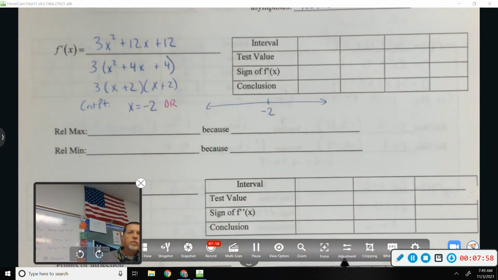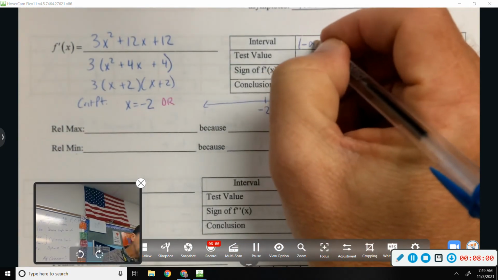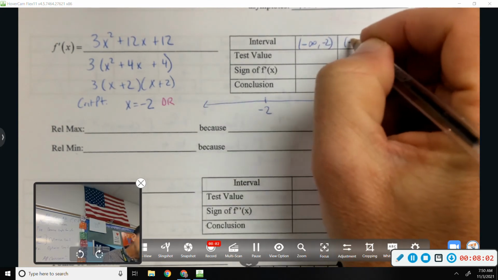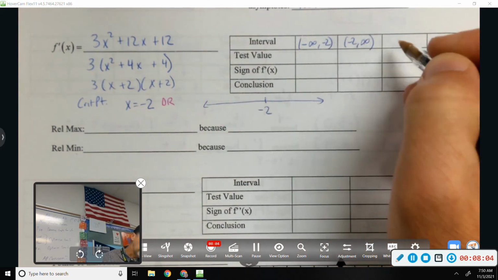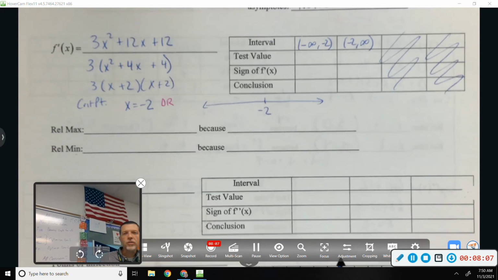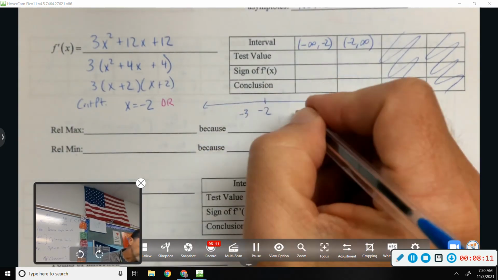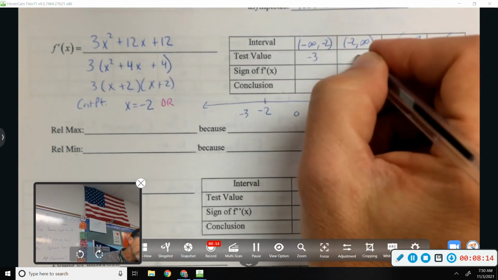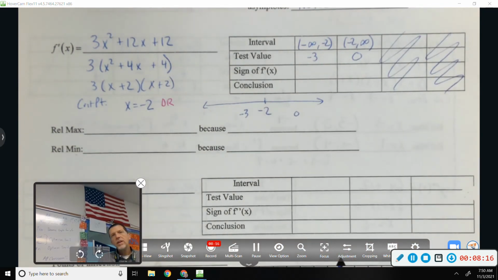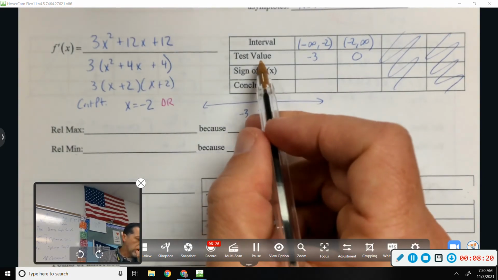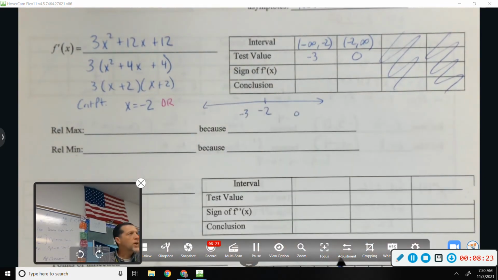Let's see, a number line, but that means my interval is negative infinity to negative 2. Then negative 2 to infinity, and I've got 2 extra spots over there that I don't need. So I can test negative 3 and 0. And when I say test them, where am I testing them into? F or F prime? Or F double prime?